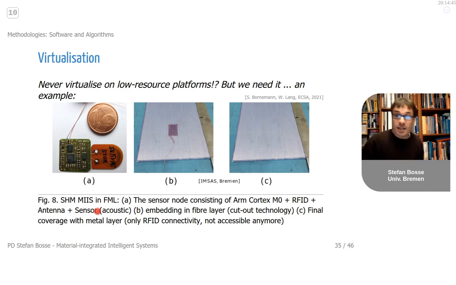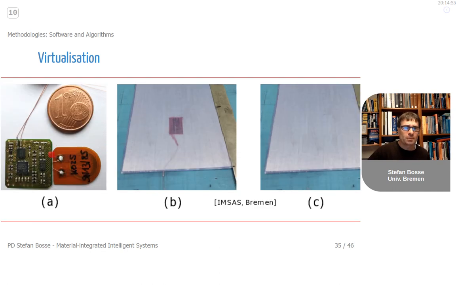So, virtualization is the first methodology I will address. What? Never virtualize on low resource platforms, you will say. Of course, but we need it. An example from our research group, current work: a sensor node with RFID communication and ultrasonic sensor. And this will be integrated in a fiber metal laminate structure.